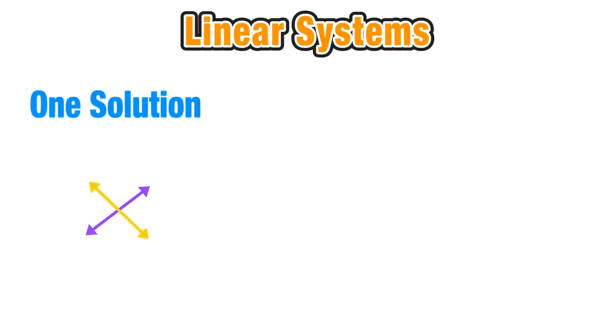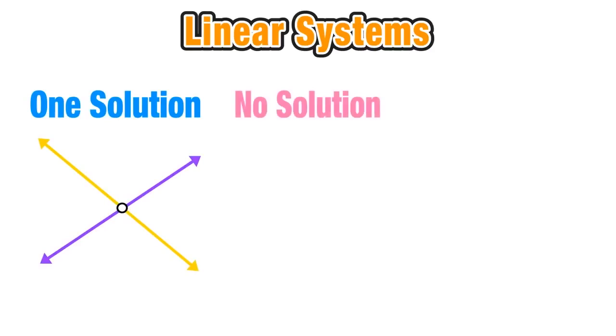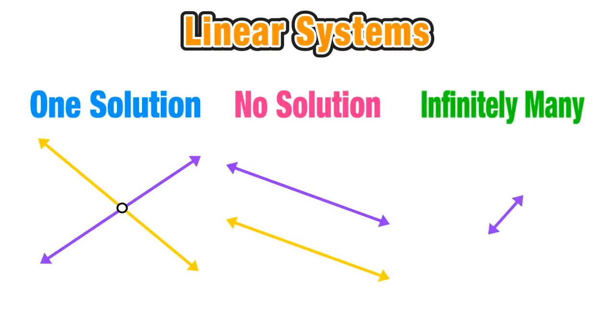Now, there are three different possible solutions to any system of linear equations, and we need to familiarize ourselves with what these types of solutions look like. A system with one solution intersects one time. A system with no solution involves parallel lines that will never intersect with each other. And a system with infinitely many solutions is two identical overlapping lines that intersect everywhere. Like seriously, everywhere.